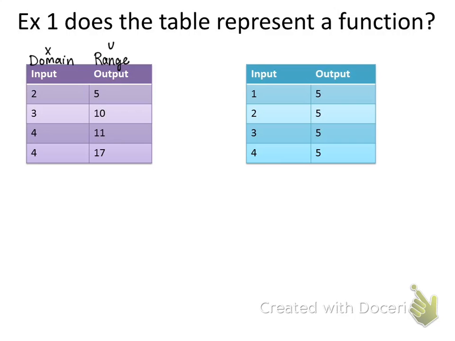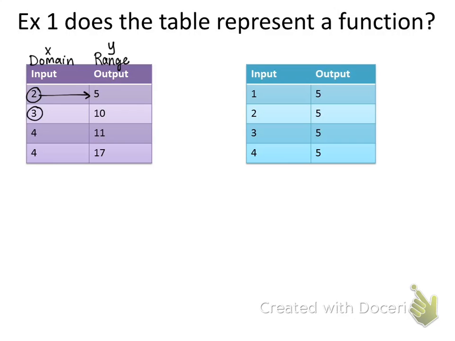Y. Y, very good, okay? So I know my input and output, so I know in order for this to represent a function, for every input, there can only be one output. So let's go down our chart and let's look. For the input of 2, my answer is 5. How many answers does 2 have? 1, just 5. Okay, so far so good.